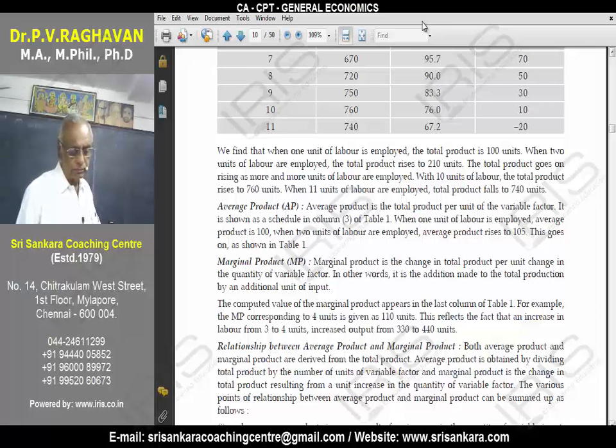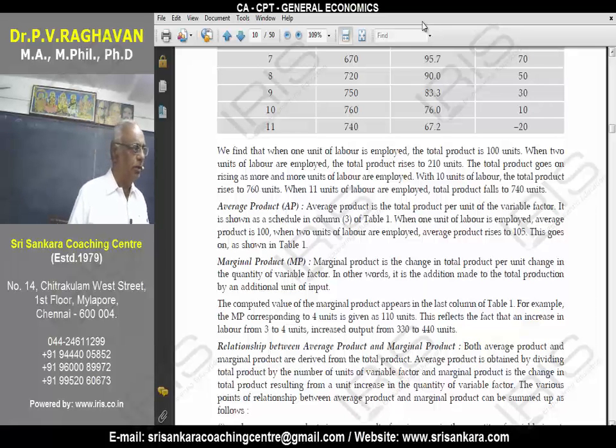Then, what is average product? Total product divided by units of variable factor. Suppose you are producing 100 units of a commodity. 2 workers are employed. 100 by 2, 100. Each worker is producing on an average 100. That is the average product.